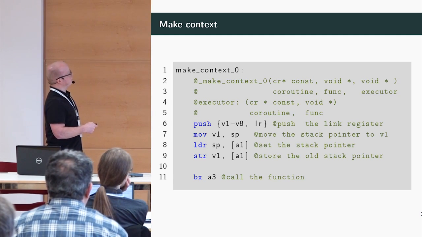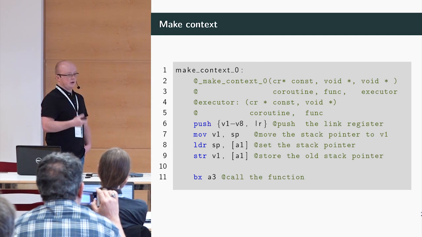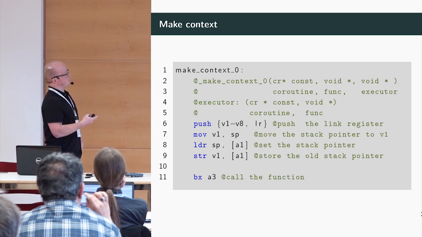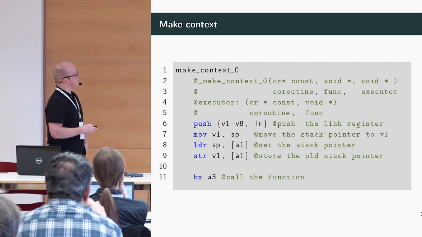So that's how it's linked for C. Now it's make context 0 because it gets 0 arguments. There are 1 and 2 in addition, if you want to pass in values. I'm ignoring those for make context and show them to you for switch context.